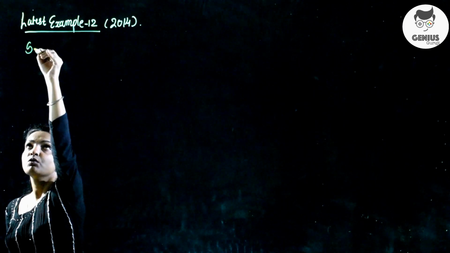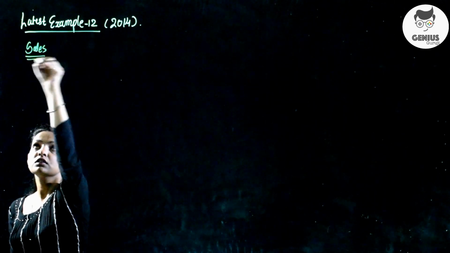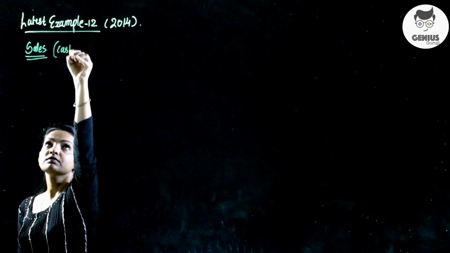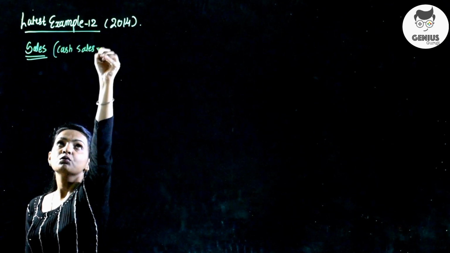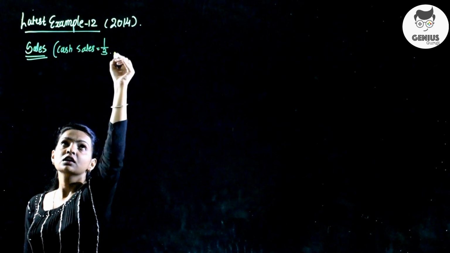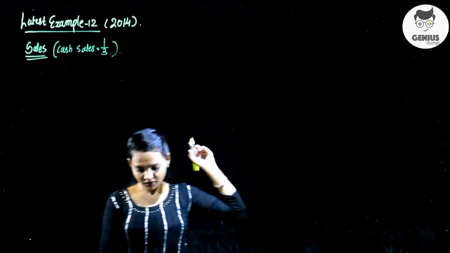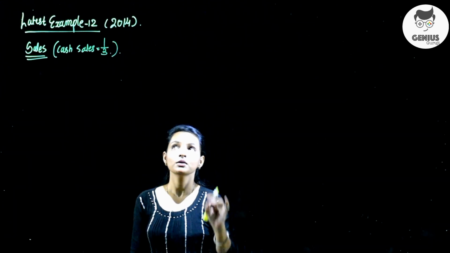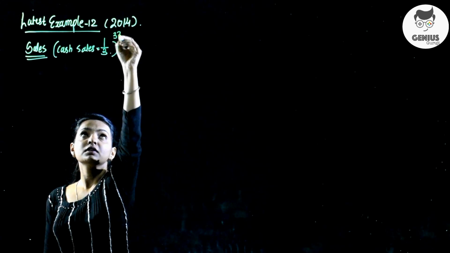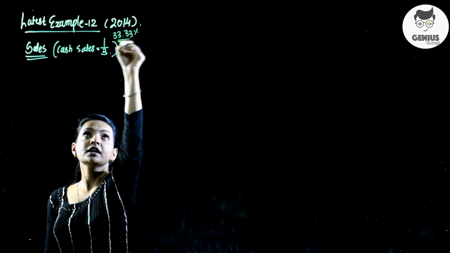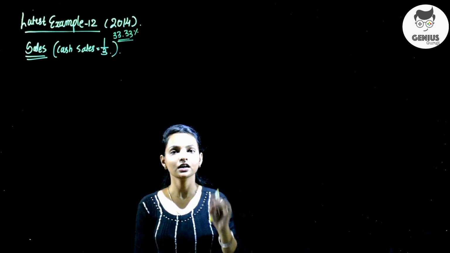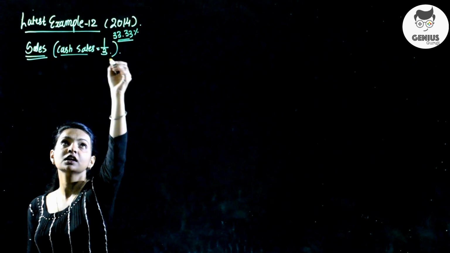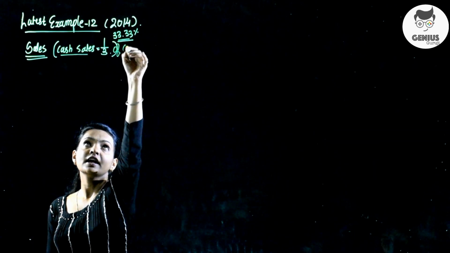So they are saying that your cash sale is 1/3. Okay, but they are giving this amount in percentage form. If 33.33% is given, that means they are giving us 1/3 amount. Okay, and cash sale is 1/3 of credit sale.